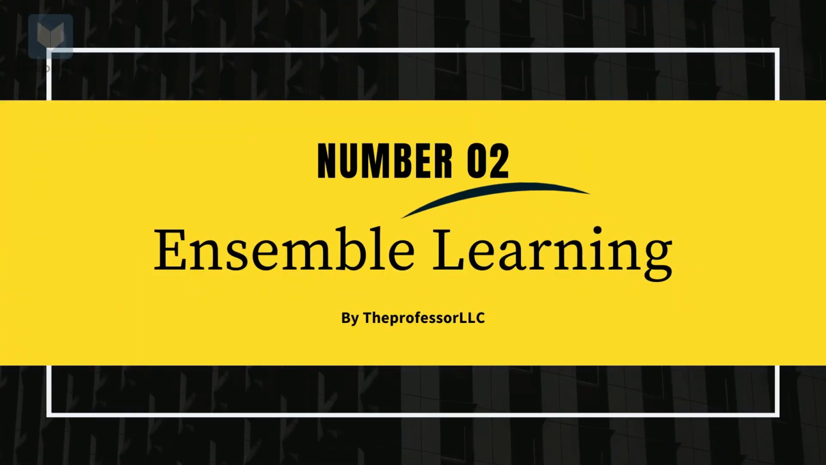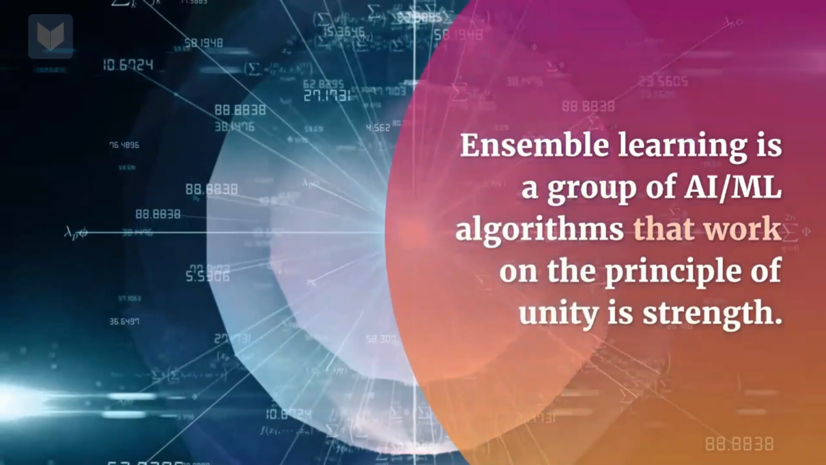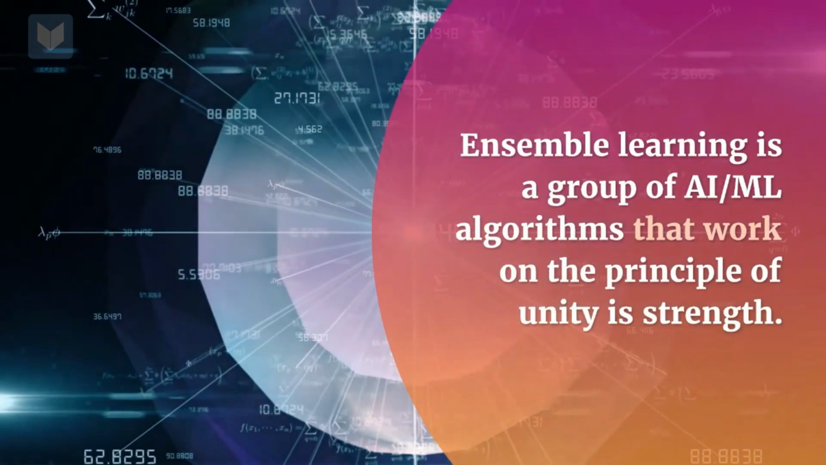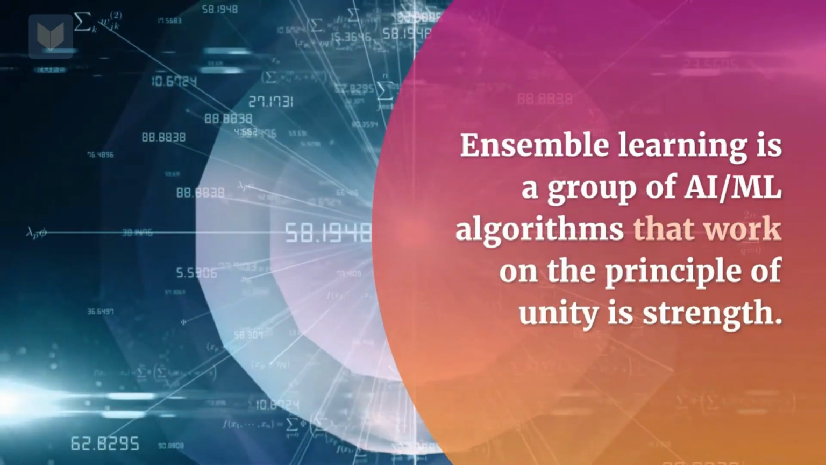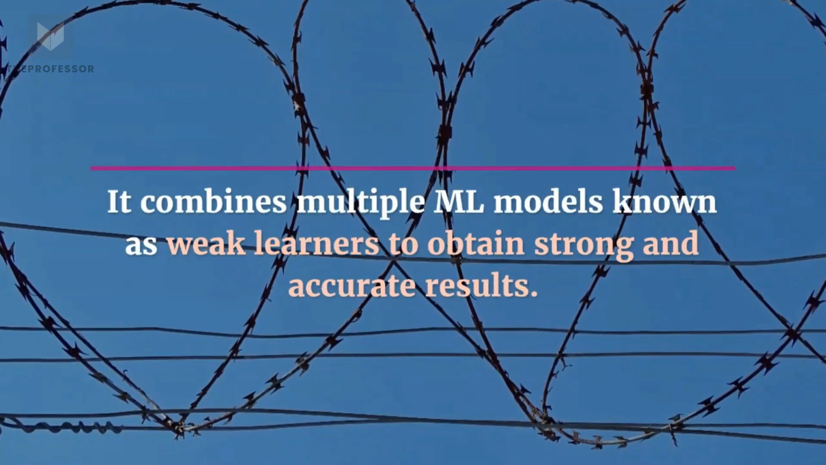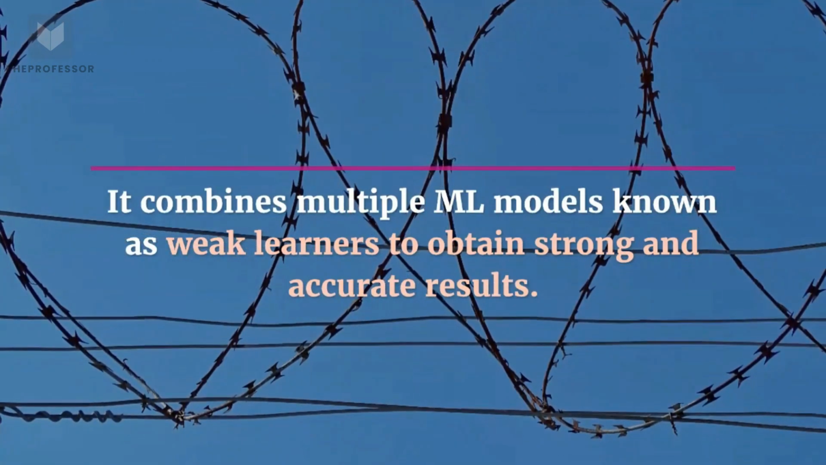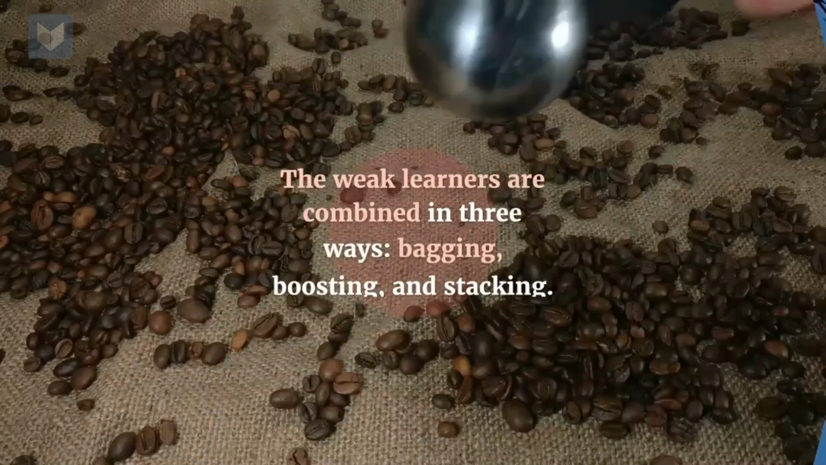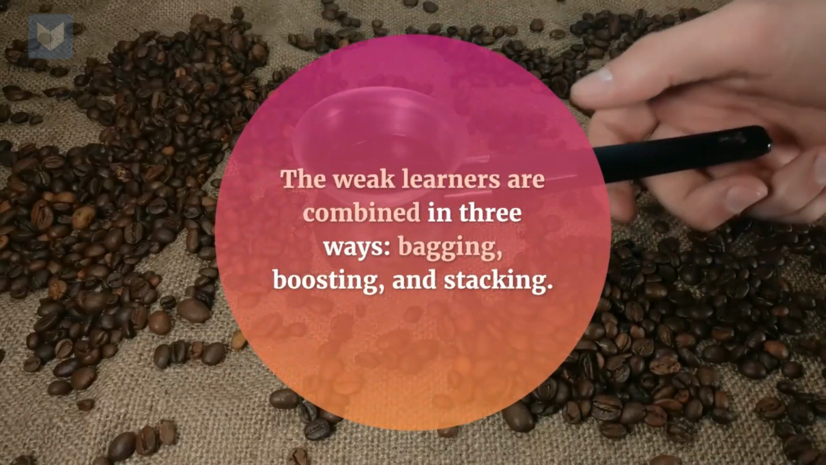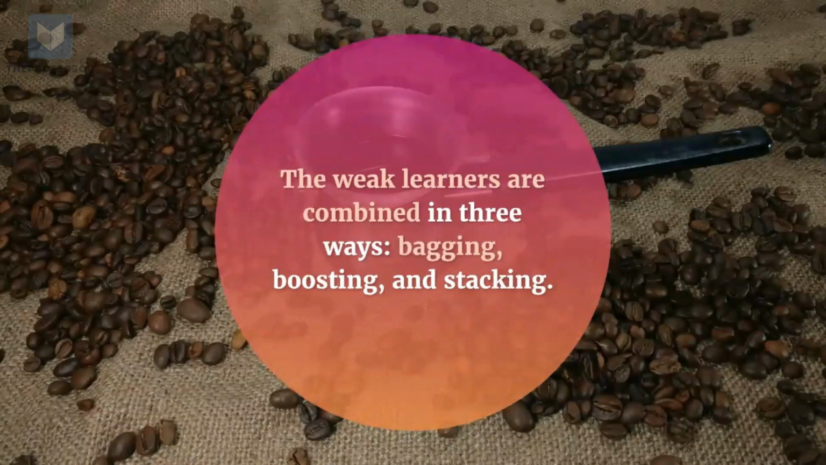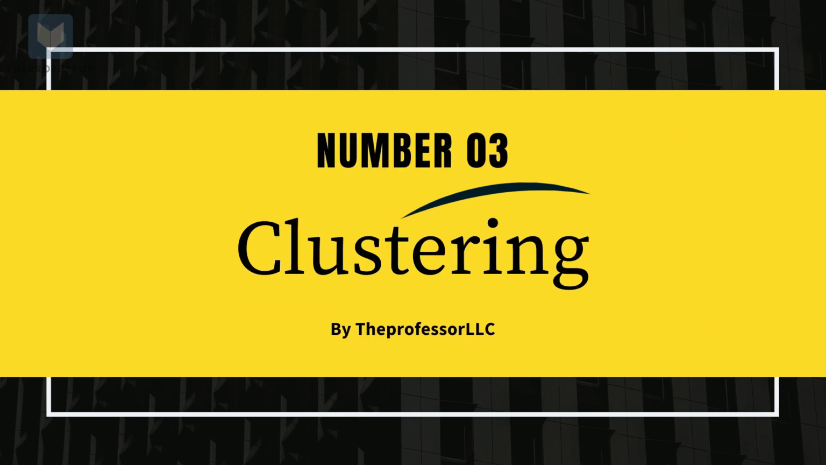Number 2. Ensemble Learning. Ensemble Learning is a group of AI, ML algorithms that work on the principle of unity as strength. It combines multiple ML models known as weak learners to obtain strong and accurate results. The weak learners are combined in 3 ways: bagging, boosting, and stacking. Number 3. Clustering.